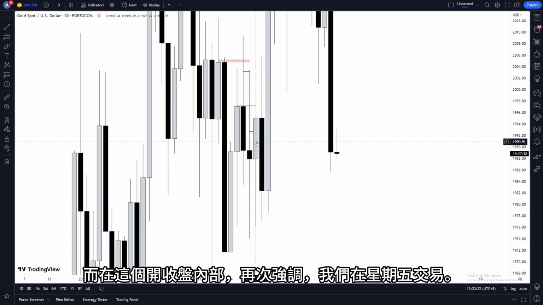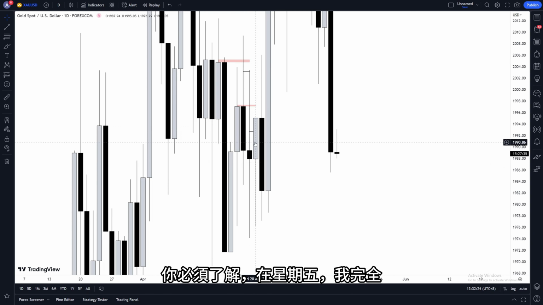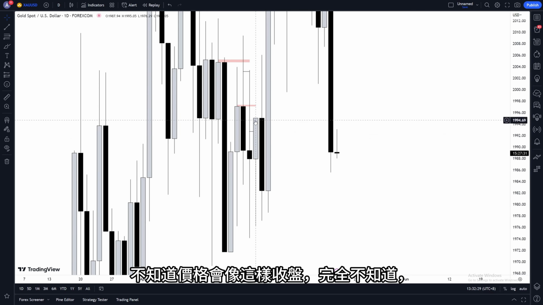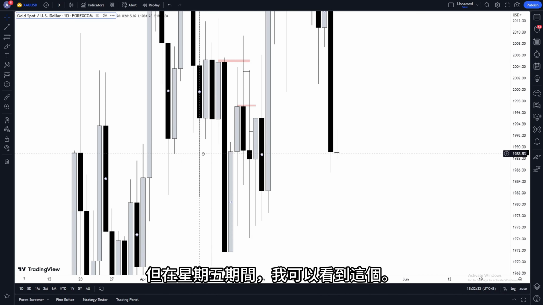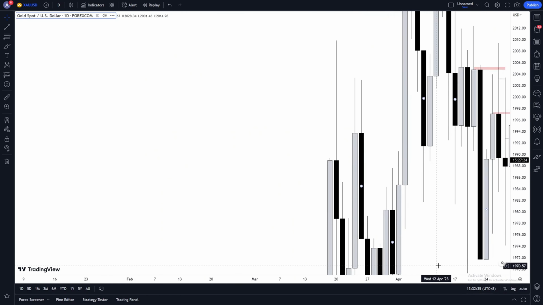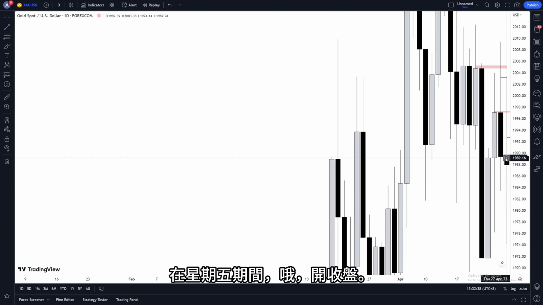And inside this open close, again, we're trading on Friday. You have to understand, on Friday, I had absolutely no idea that price was going to close like this. No idea. But during the Friday, I could see this though. I could see it like this. During Friday, oh, open close.